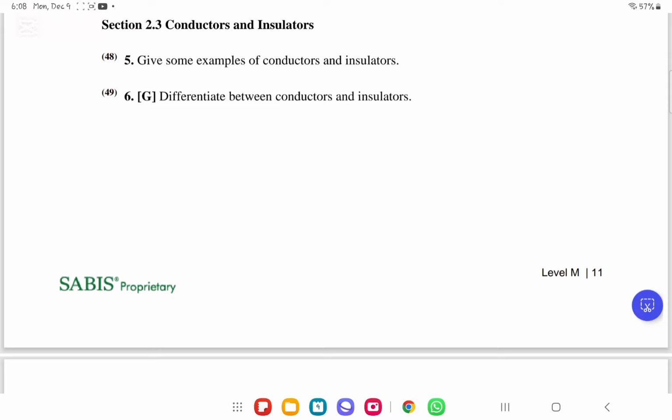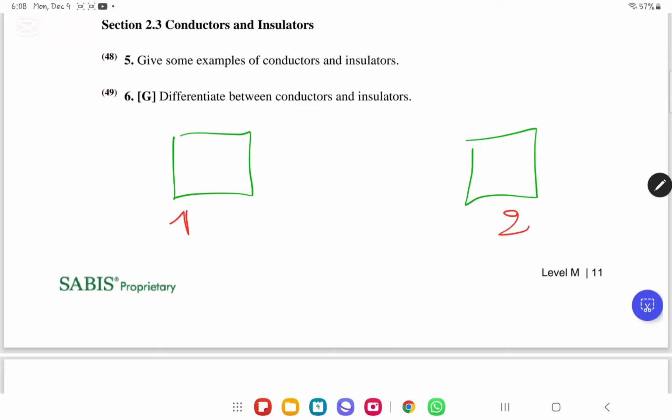What we need to know is that conductors will allow the charge to move throughout the object. So let me draw two objects. Object 1, object 2. Each of them has electrons. Let's say these are the free electrons. But this one has free electrons, whereas this one has fixed electrons. So I'm going to write free and fixed.